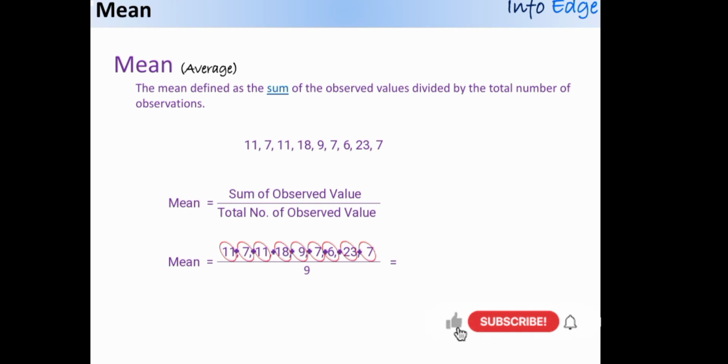So we have to add all these values. The sum of the observed values is 99. Divided by 9, the result is 11. So the mean, or average value, of the above data is 11.